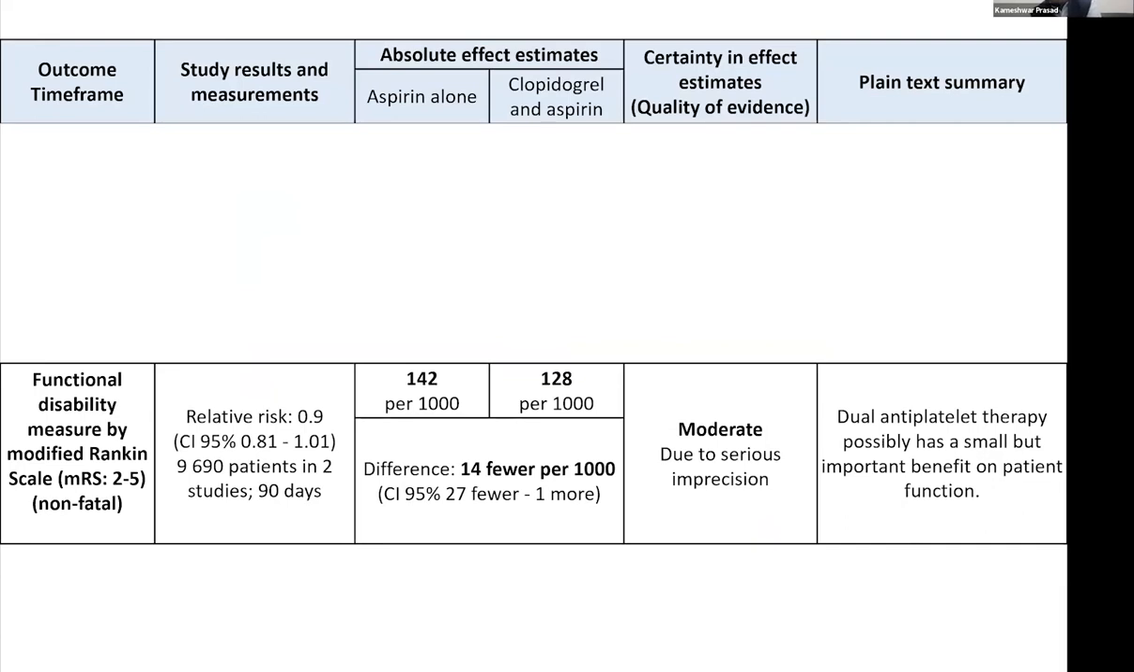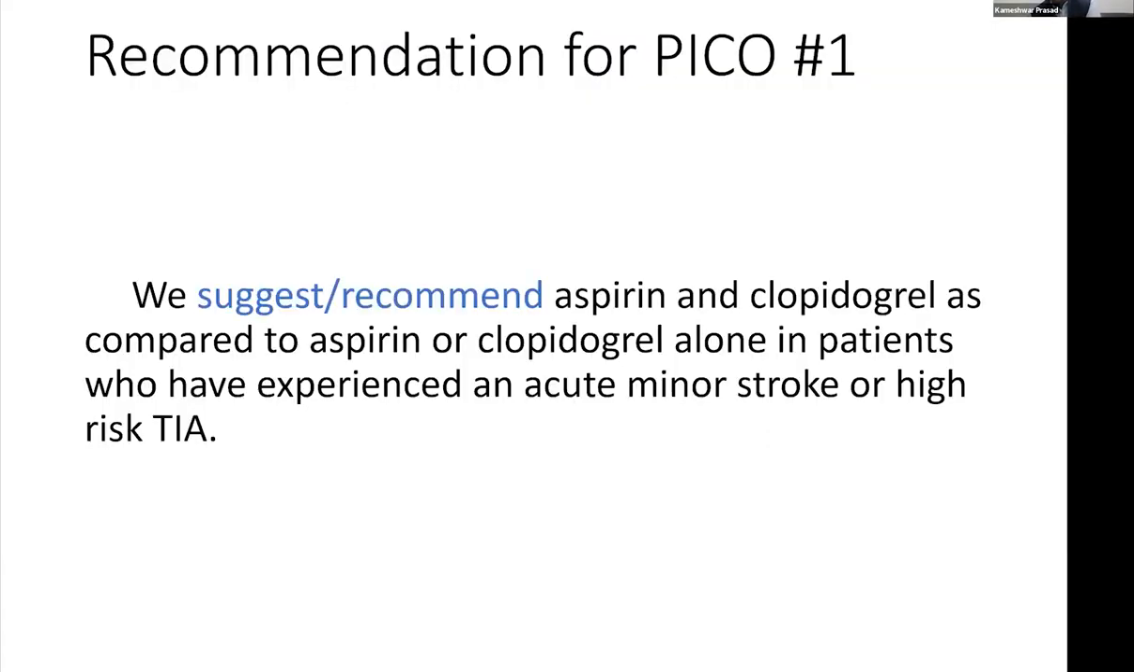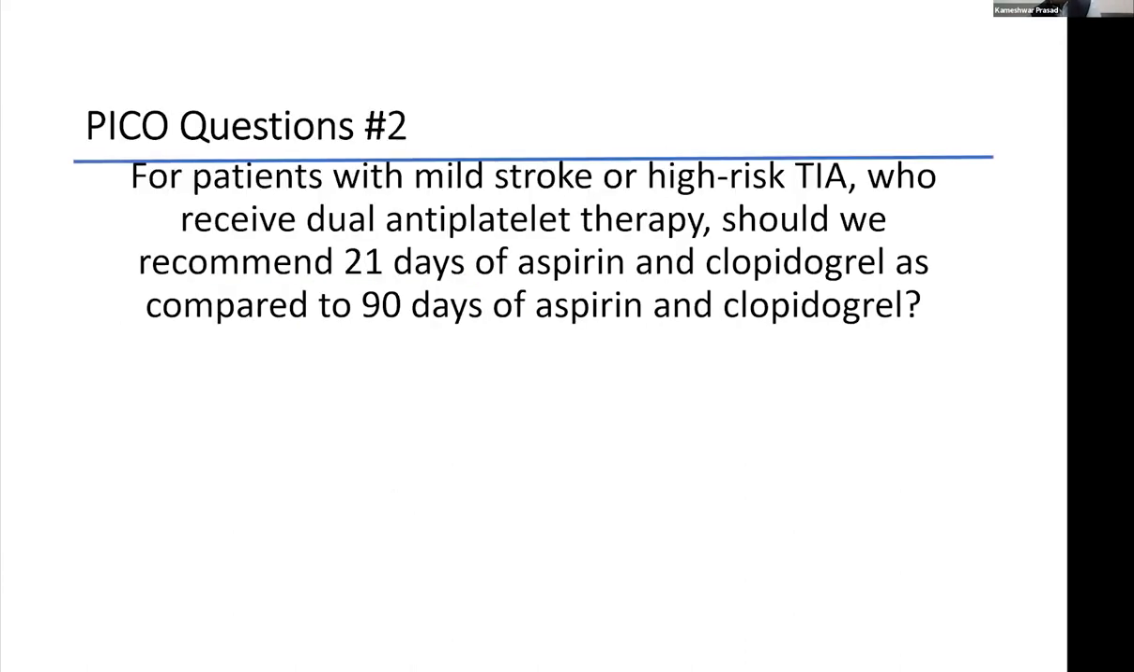When they present the summary of findings table, it looks like this, where the absolute difference is shown very clearly. For example, in this case, there will be 14 fewer strokes of people disabled in modified Rankin scale of MRS 2 to 5. That is for major stroke, which is disabling. So we recommended dual antiplatelet therapy.